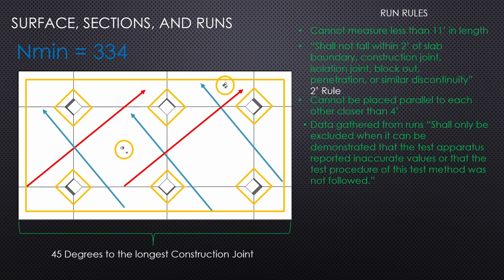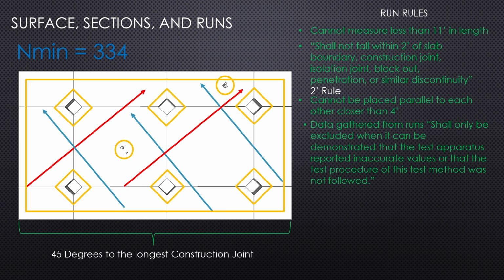Now our red runs are 90 feet long, and our blue runs are 80 feet long. They are both positioned 45 degrees to the longest boundary. 90 minus 9 is 81, so we get 81 z values for each red run. And then we get 80 minus 9, which is 71 z values for our blue runs. And that adds up to a total of 375 z values for this run layout. This is certainly more than the minimum, and these runs are uniformly placed, so we are good to go.